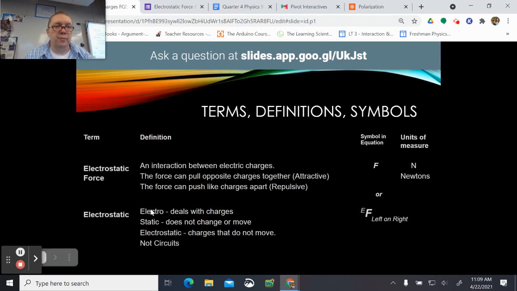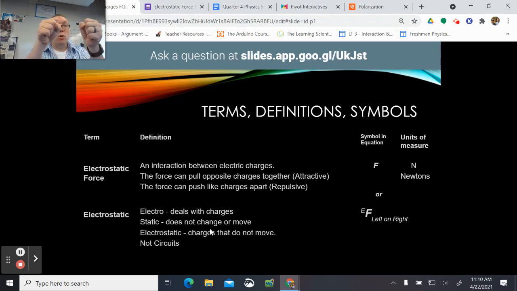And if we break this word down, electro means we're dealing with charges. If something is static, we're saying that it doesn't change or move. So an electrostatic force is a force that deals with charges that do not move. Now, if we have a positive charge here and a positive charge here, they're going to try to push each other away. But if we're saying electrostatic forces, we're saying right here, what's the force on them? Later on, they might start moving. Maybe we're holding them in place right now, and if we're holding them in place, we can talk about the electrostatic force right there.